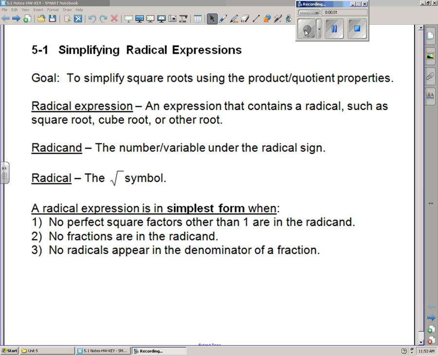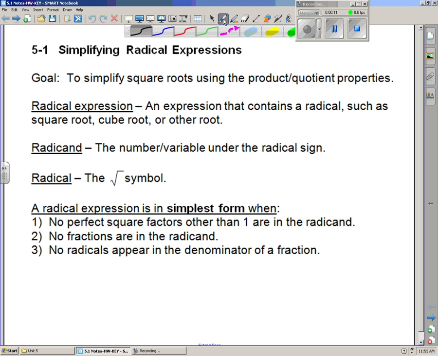So for today's lesson, what we're going to do is talk about simplifying radical expressions. A radical expression is just an expression that contains a radical, which is either a square root, a cube root, or some other root. But we're really just going to concentrate on square roots. The square root is this particular symbol. They actually call that a radical symbol. Whatever number or variable is under that radical symbol happens to be called the radicand.